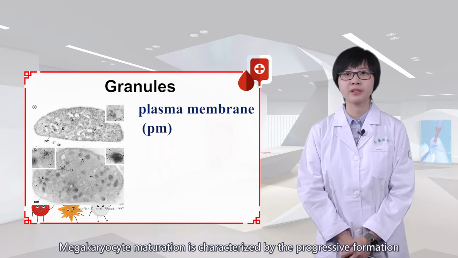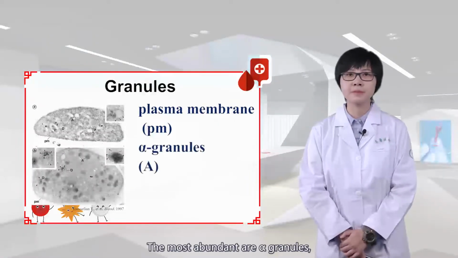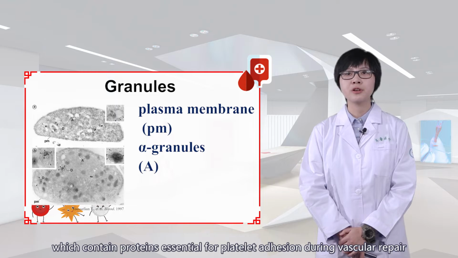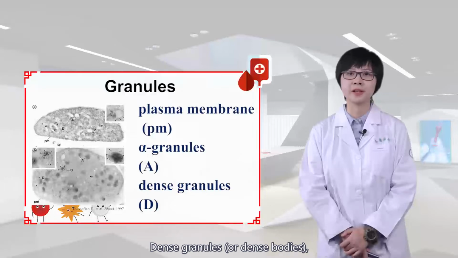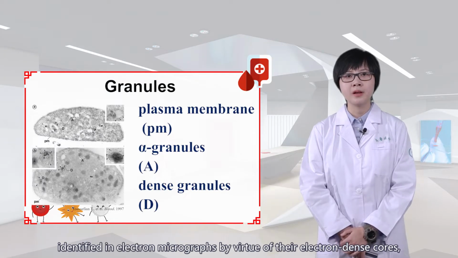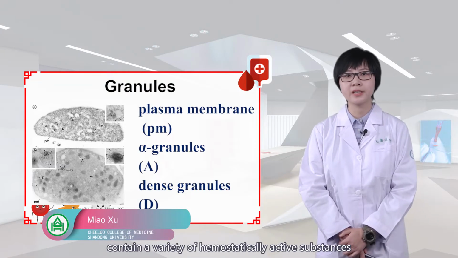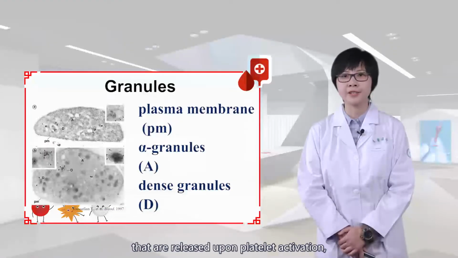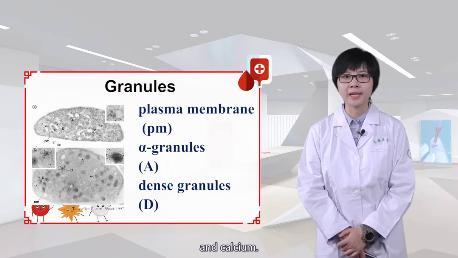Megakaryocyte maturation is characterized by the progressive formation and appearance of a variety of secretory granules. The most abundant are alpha granules, which contain proteins essential for platelet adhesion during vascular repair, and then dense granules, or dense bodies, as you may call them, identified in electron micrographs by virtue of their electron-dense cores. They contain a variety of hemostatically active substances that are released upon platelet activation, including serotonin, ADP, ATP, and calcium.